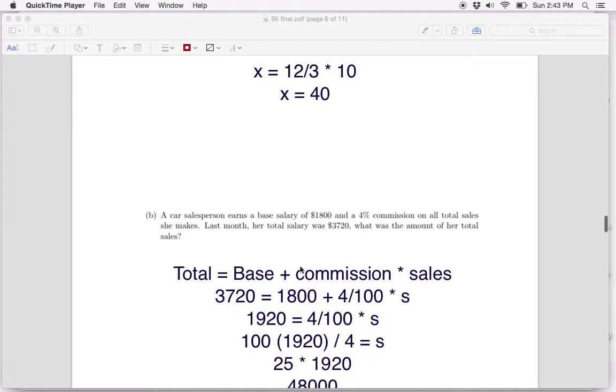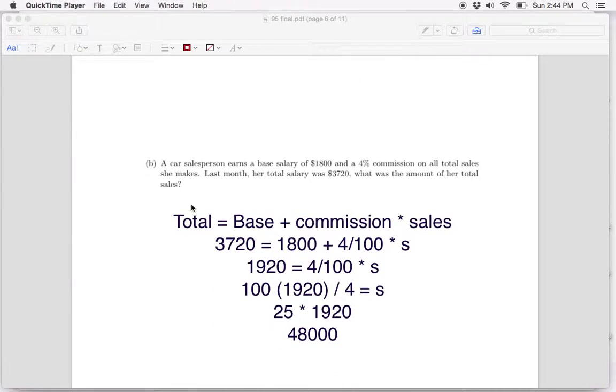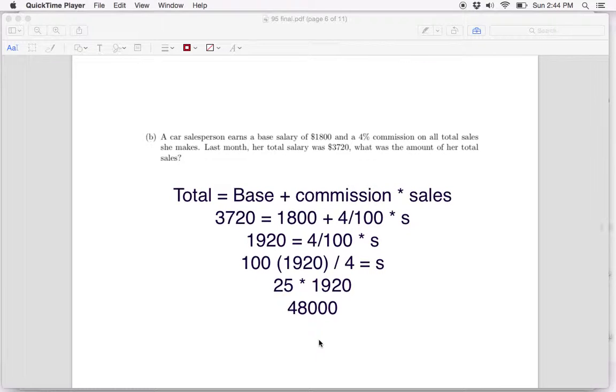All right, when you have this salary and commission, just remember that the total equals the base plus the commission times the sales. So our commission here is 4%, so 4 hundredths times S, and I have 1,800 base salary, and total salary was 3,720. So I'm subtracting 1,800 on both sides. I get 1,920 for that. Then I'm multiplying by the reciprocal, so 100 over 4. So I did that. I went ahead and reduced 100 over 4 to 25. So I have 25 times 1920, which is 48,000. So my total sales were $48,000.